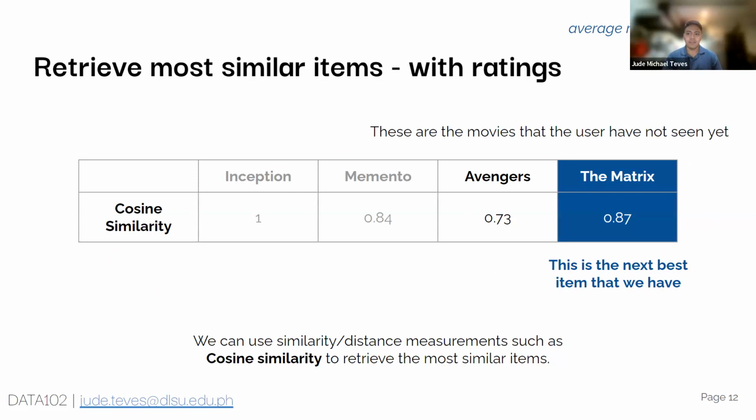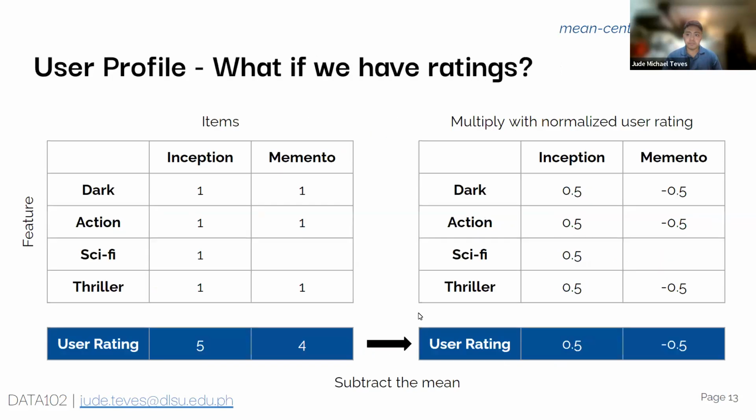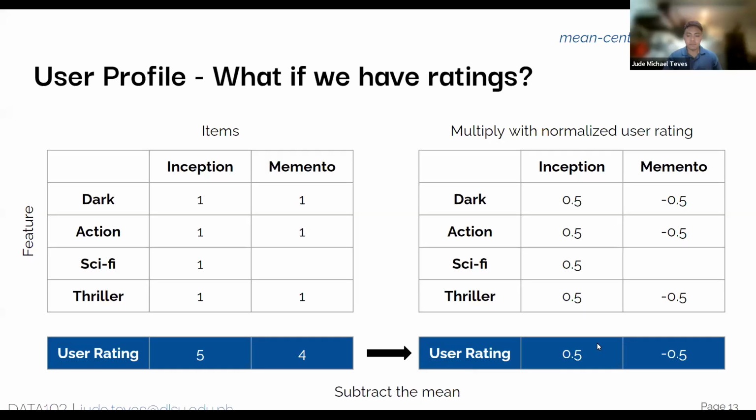So that's the average rating variation. But there's a mean centering variation. Assume same everything, but now we will apply mean centering. So same that we have 5 for Inception and 4 for Memento, but we subtract the mean. Now we will end up with 0.5 and negative 0.5. We will now multiply that with the original matrix. So 0.5, negative 0.5, and so on and so forth.